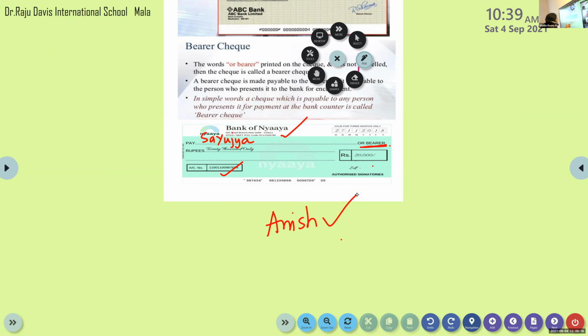Now, if Anish takes this check and deposits it, he will get the payment. If Anish takes this to the bank to clear the check, the bank will give the payment to Anish. So now, from the point of view of safety, is it a safe check? No. It is very risky. This is the problem of a bearer check.